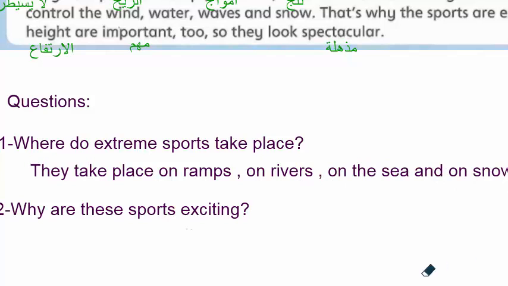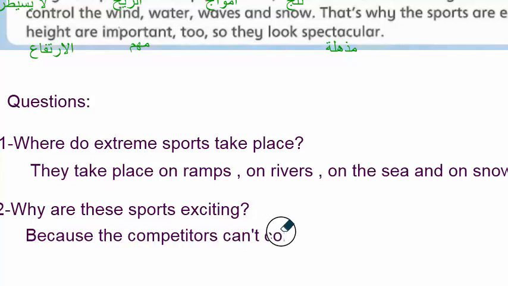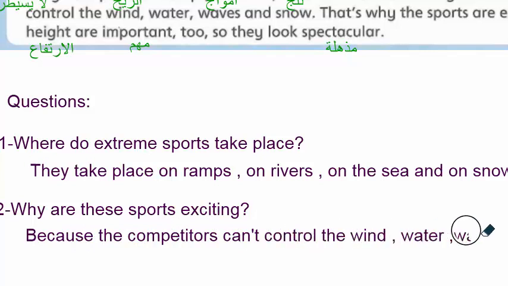Question 2. Why are these sports exciting? I told you that they are exciting because, yes, competitors can't control the wind, water, waves, and the snow. This is the correct answer. The competitors can't control the wind, water, waves, and snow. So this is paragraph 1.